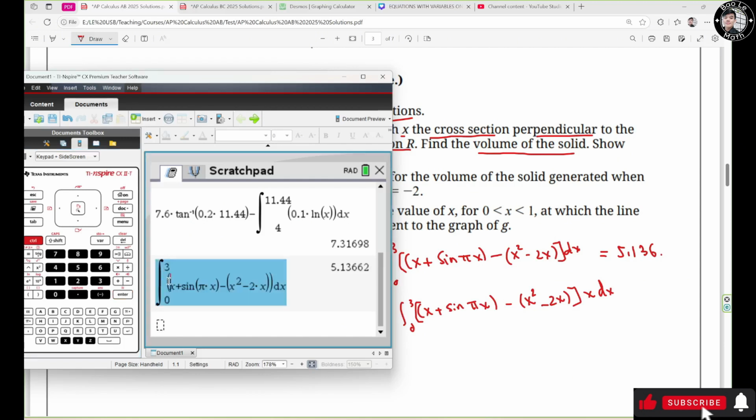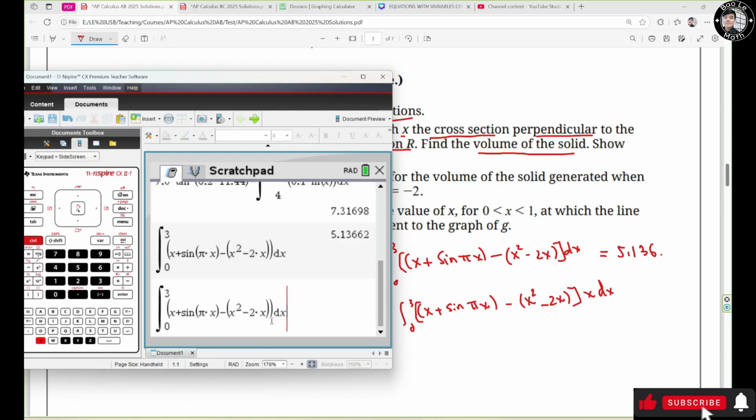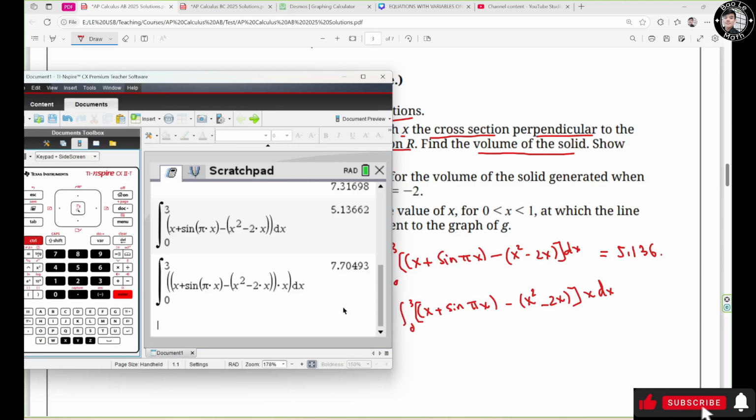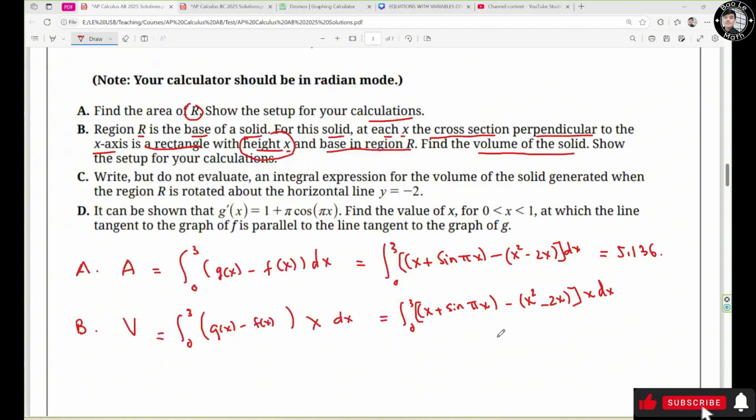Now you're going to bring up the calculator. So I'm going to copy this one down. Alright, I just put s right here. Hit enter. The answer is 7.704, right?